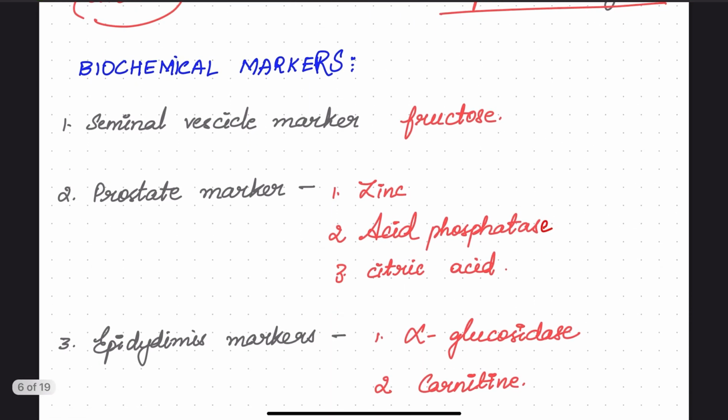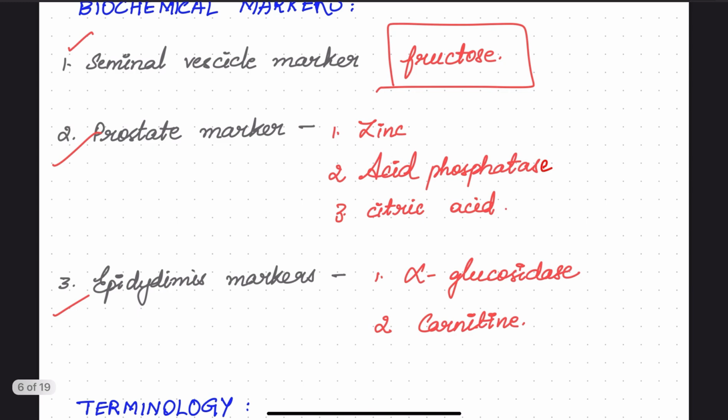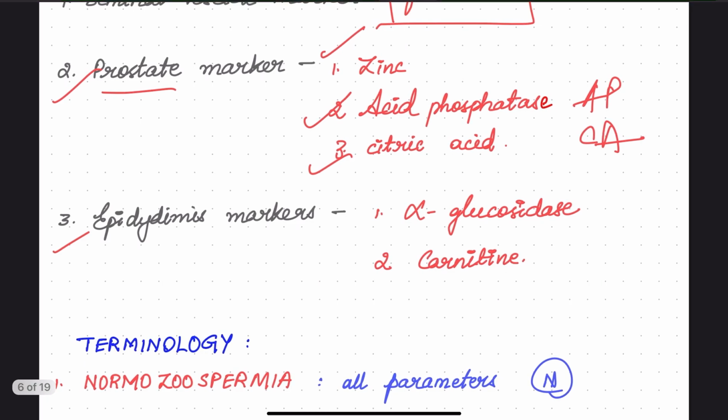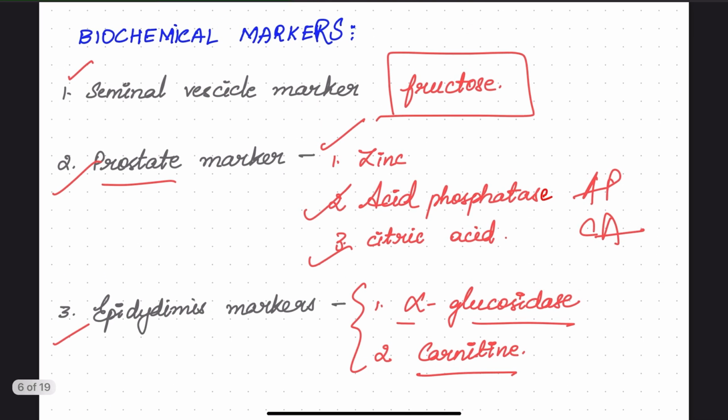Let us see the biochemical markers. There are markers for the seminal vesicle, prostate, and epididymis. The seminal vesicle, as we have discussed, produces most importantly fructose, which is the marker for seminal vesicles. For the prostate, there are three markers: zinc, acid phosphatase, and citric acid. For the epididymis, we have two markers: alpha glucosidase and carnitine. These are the biochemical markers for testing the function of semen production.